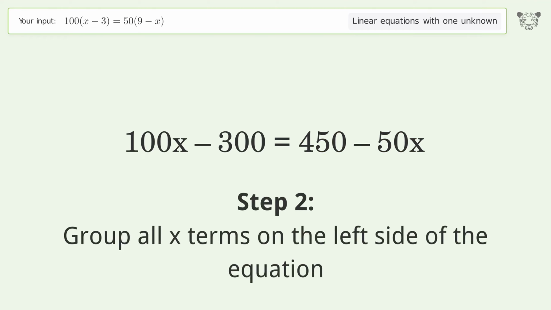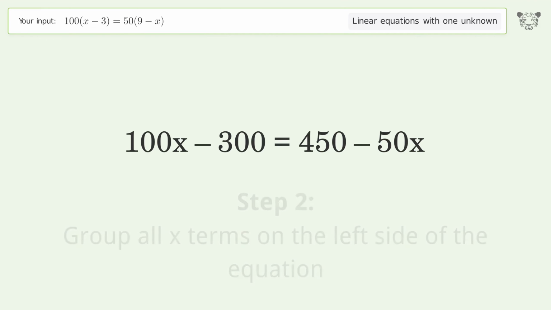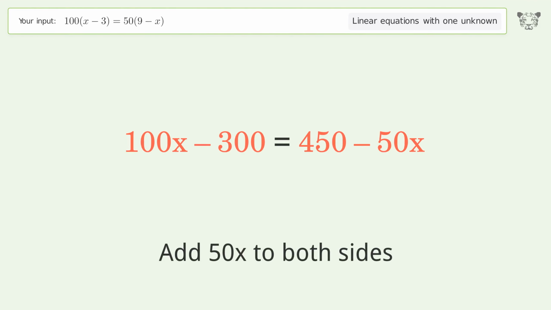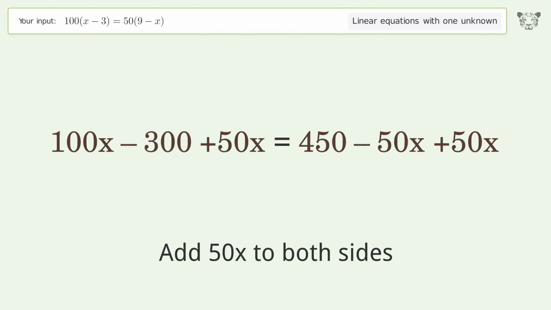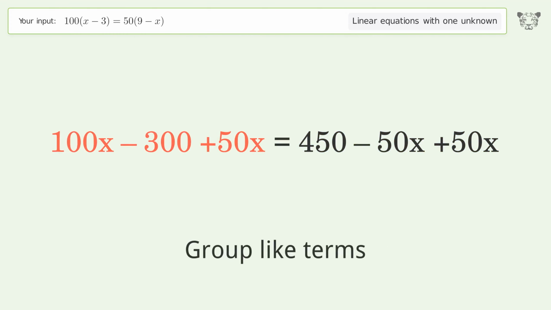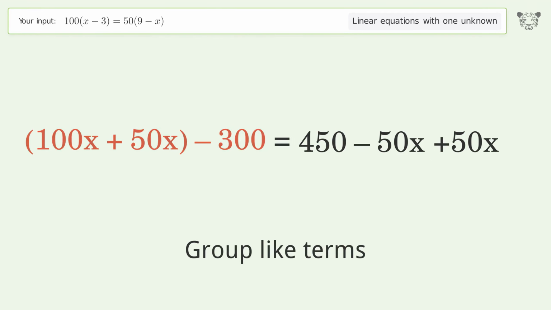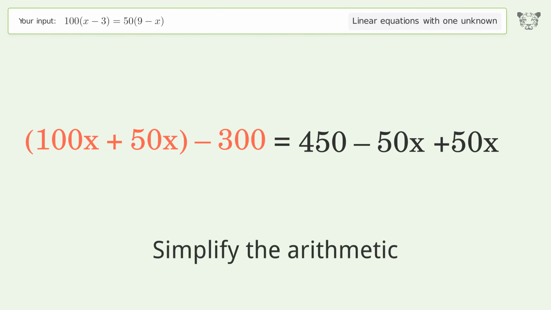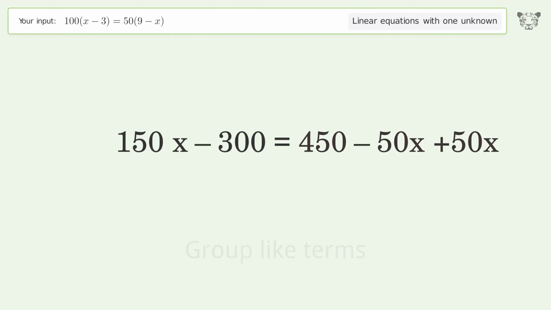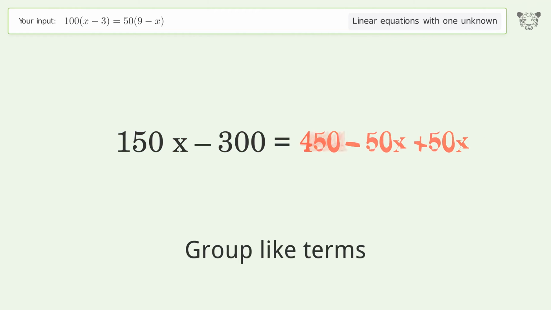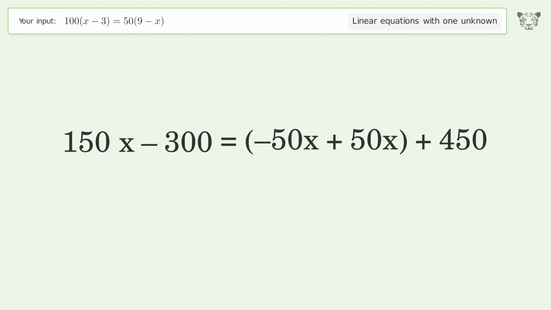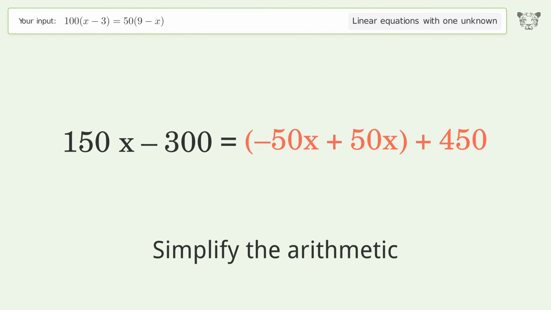Group all x terms on the left side of the equation. Add 50x to both sides. Group like terms. Simplify the arithmetic. Group like terms. Simplify the arithmetic.